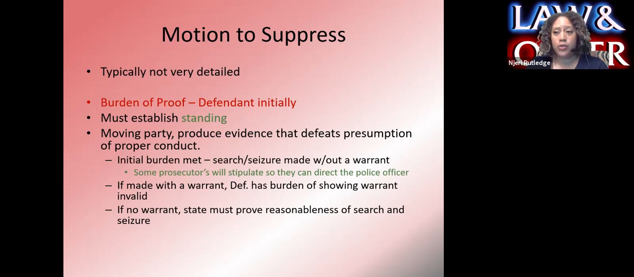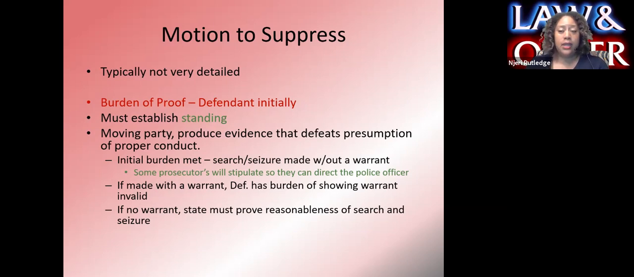Since the defense is filing the motion to suppress, they have the burden. The first issue is standing. Did they have a reasonable expectation of privacy in the place to be searched? You can't raise someone else's expectation of privacy for them. So do they even have standing to contest? The moving party has to produce evidence that defeats the presumption of proper conduct. What does that mean? In the law, including Texas law, there is a presumption that searches conducted under a search warrant are reasonable, right? Because a magistrate has already reviewed the probable cause statement, so it probably was a lawful search.